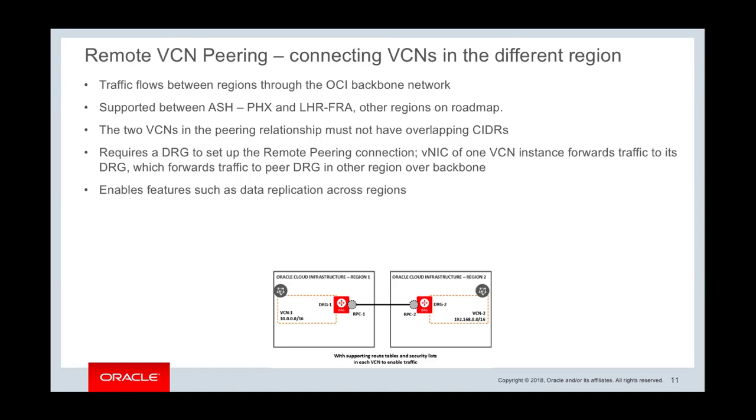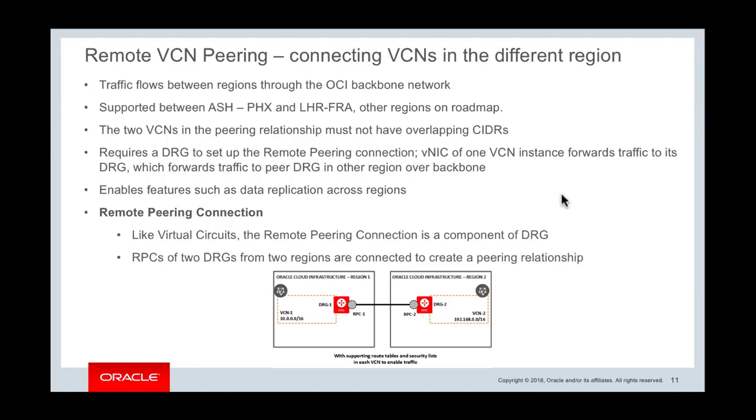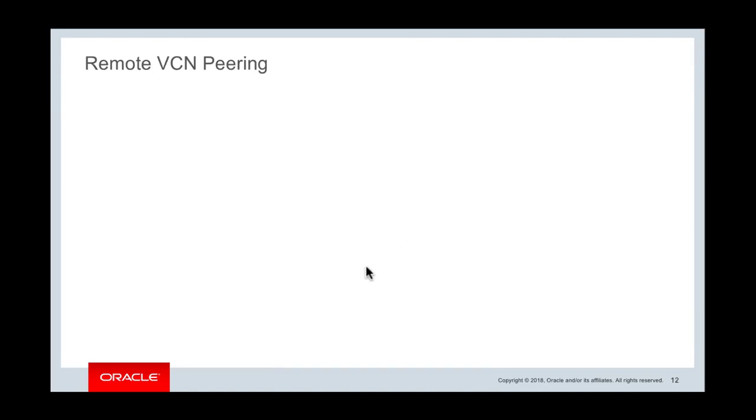Remote VCN pairing is a very common use case, specifically for data replication across regions. Another important concept is the remote peering connection. The remote peering connection is the component you create on the dynamic routing gateway, which is attached to your VCN. The RPC's job is to act as a connection point for a remotely paired VCN. If you want to create more than one remote peering connection, you need to create more RPCs, one RPC for each peering connection. So what are the steps to create VCN peering?